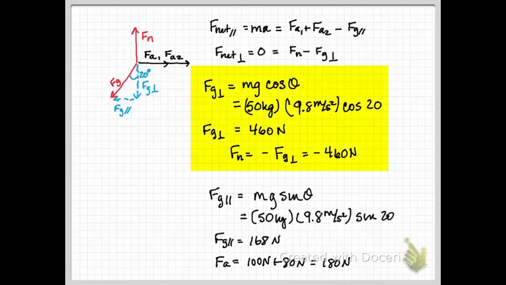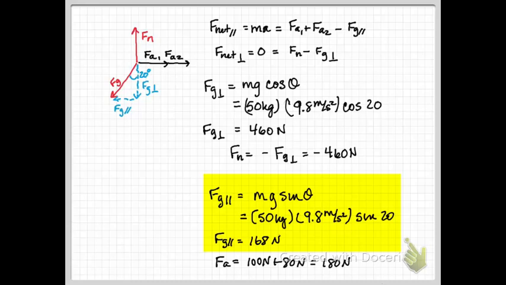I started with the perpendicular piece. The perpendicular component of the weight is mg cosine theta. Plug things in, get 460 newtons. From the equation I set up using the net forces, I know that the normal force is going to be the negative of 460 newtons. They're opposite and equal. Then when you look at the parallel piece, the weight is going to be mass times gravity times the sine of 20, and you get 168 newtons.